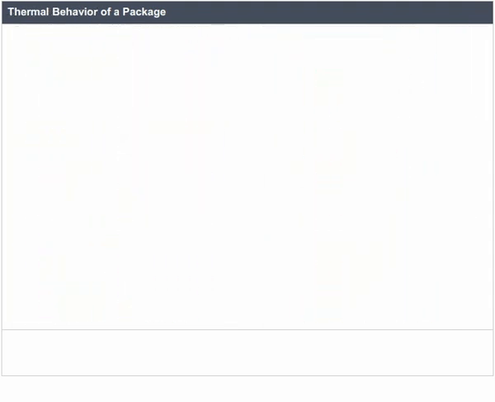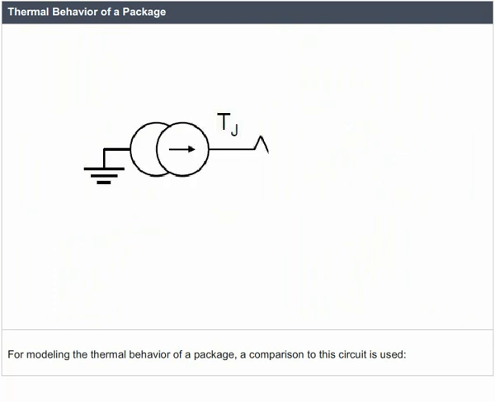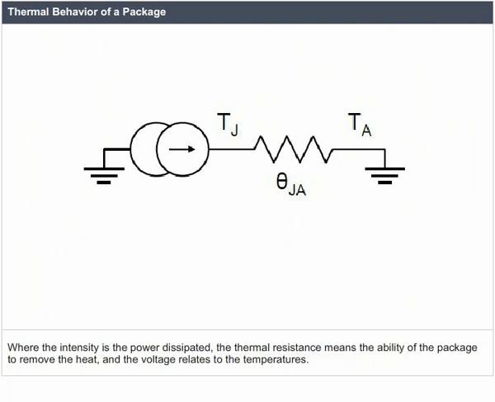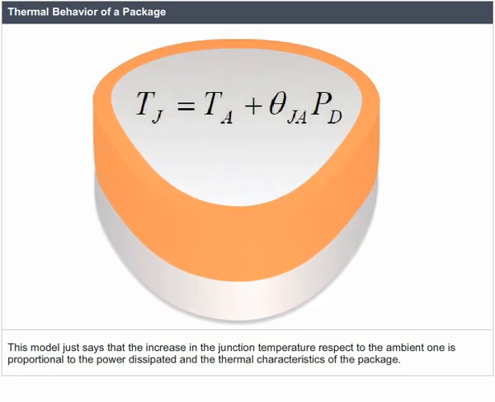Thermal behavior of a package. For modeling the thermal behavior of a package, a comparison to an electrical circuit is used, where the current is the power dissipated. The thermal resistance means the ability of the package to remove the heat, and the voltage relates to the temperatures. This model just says that the increase in the junction temperature with respect to the ambient one is proportional to the power dissipated and the thermal characteristics of the package.